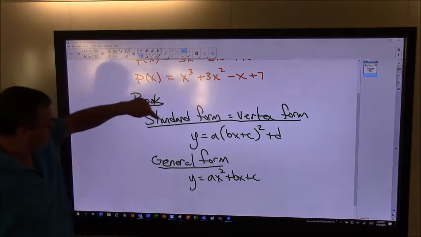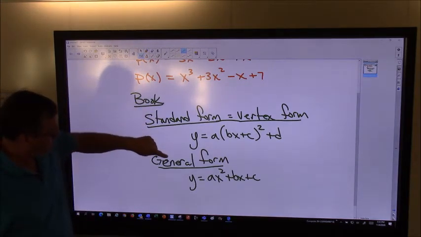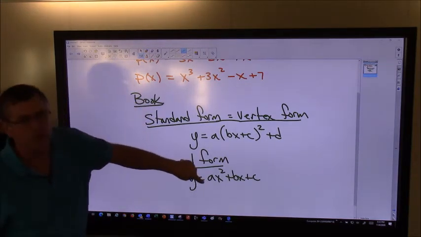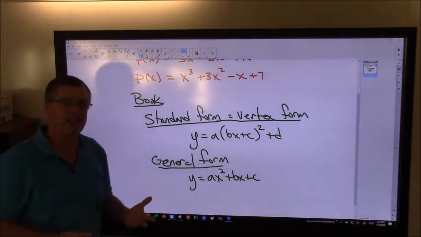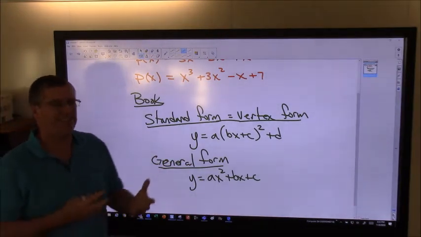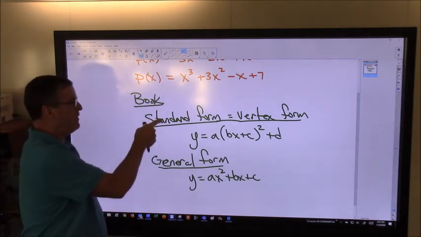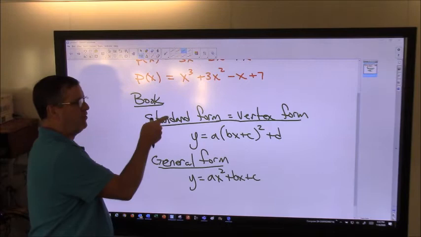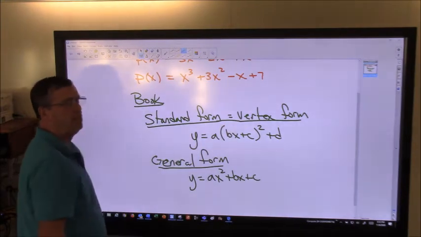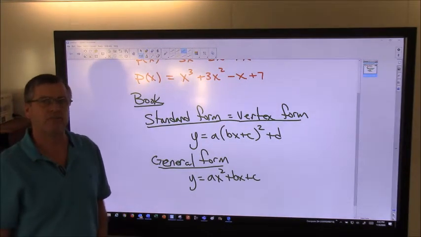I've actually seen before where some people say standard form is really this. I've seen that on the internet. I've seen it in books. It kind of messes things up. I mean, we just all need to be the same. But I know our book will ask us to write equations in standard form. They won't use this word. And so we just need to be aware of that. Okay?